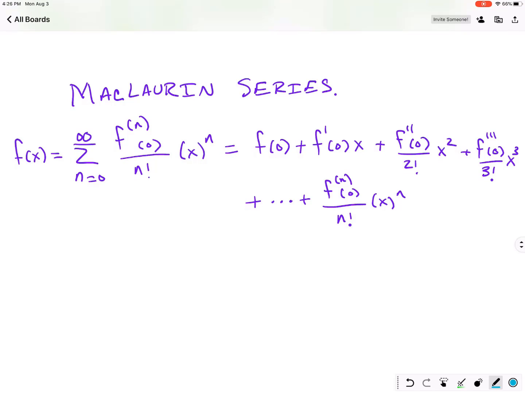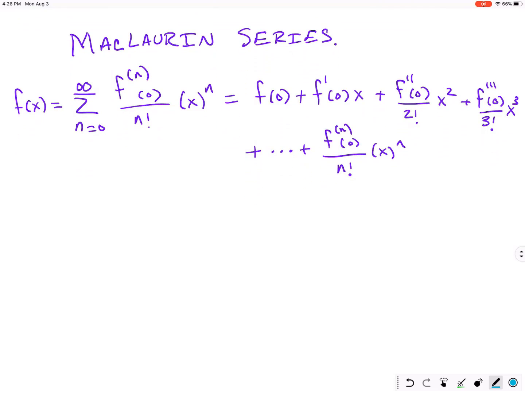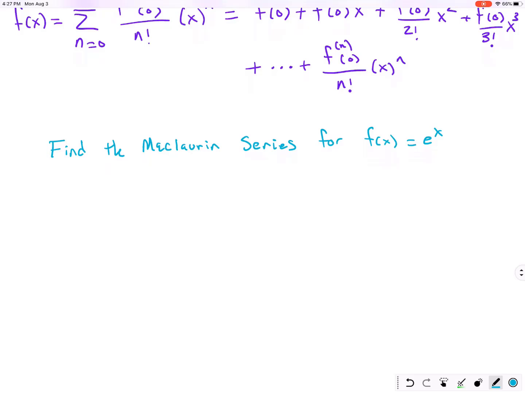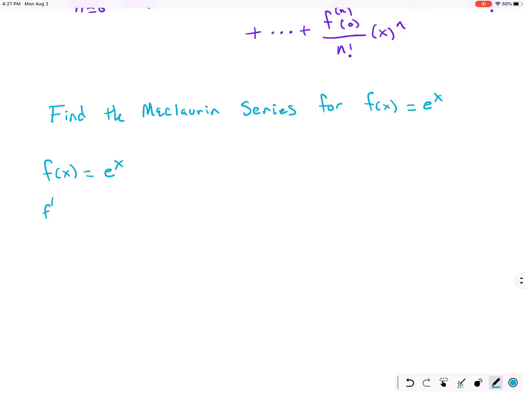So the Maclaurin series has many important applications, the most famous of which is for Euler's number e. So let's look at this example. Find the Maclaurin series for f of x equals e to the x. So we usually make this chart. f of x equals e to the x.